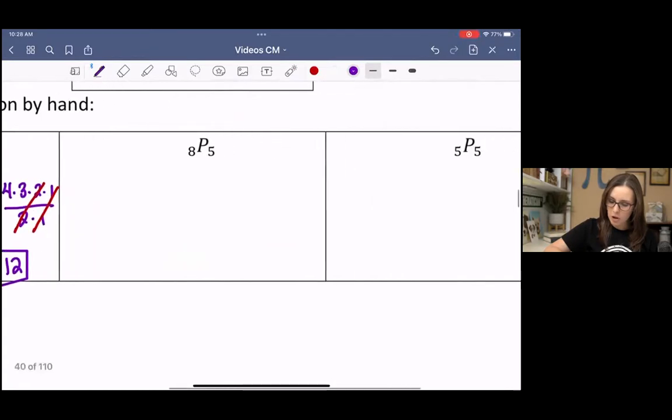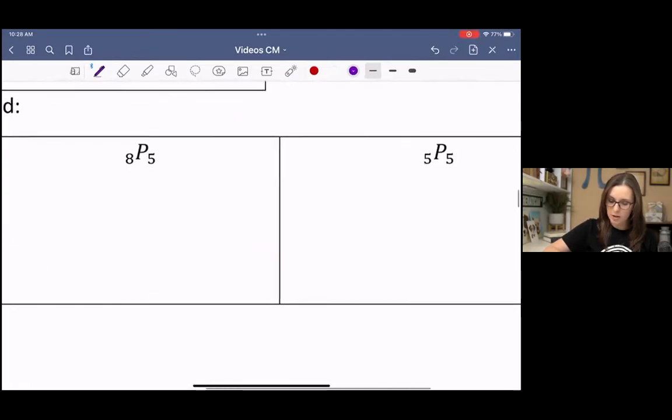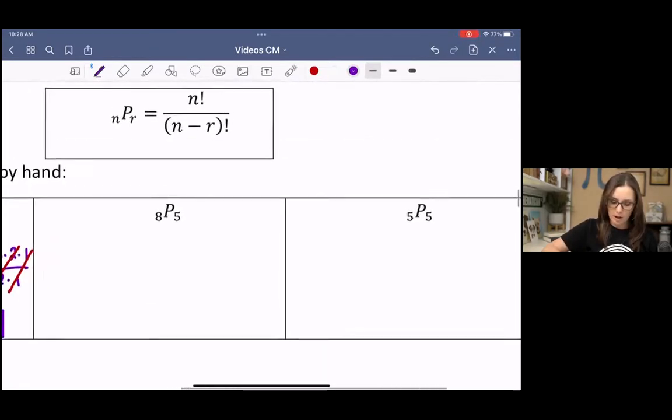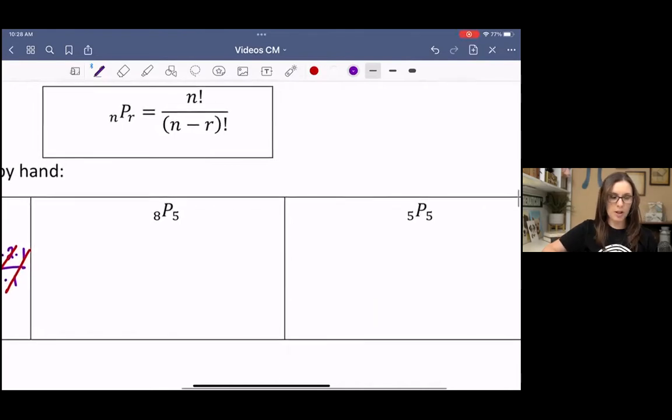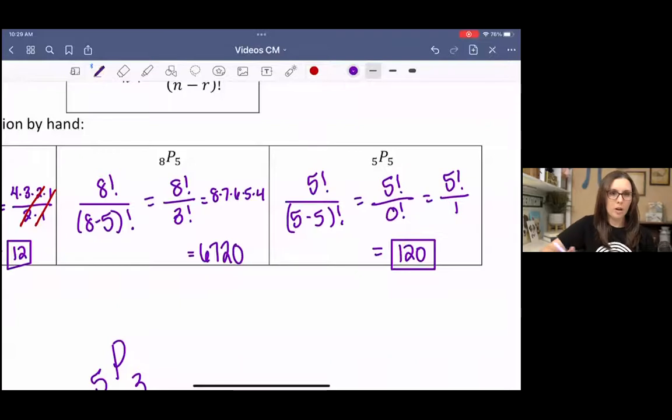Okay, I want you to pause and try these two with the formula. And that formula is up here in case you need it. Pause it, try it, come back and check your work. Okay, here are the answers for those two problems. 8P5, you end up with 6,720. And then 5P5, you end up with 120.